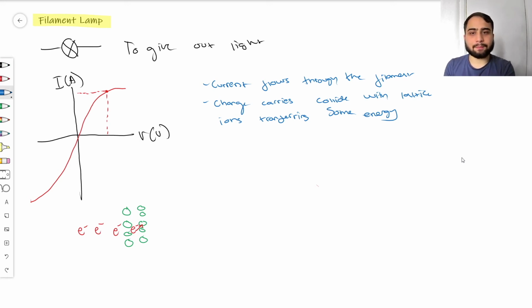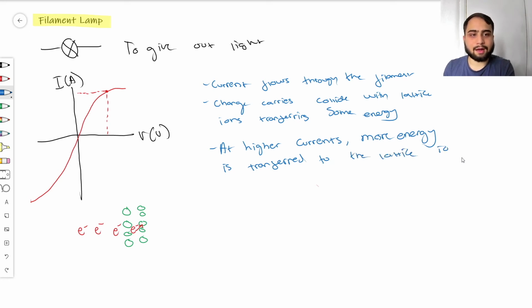So now, at higher temperature, at higher currents, more energy is transferred to the lattice ions. This means that now, think about it, the lattice ions have even more energy. Their kinetic energy has increased. So the lattice ions vibrate with a greater amplitude. Right, so this just means that they vibrate even more.